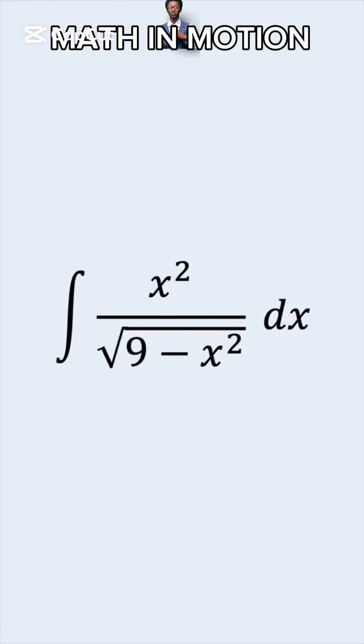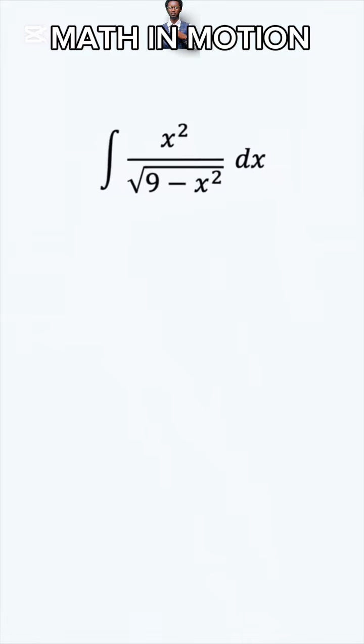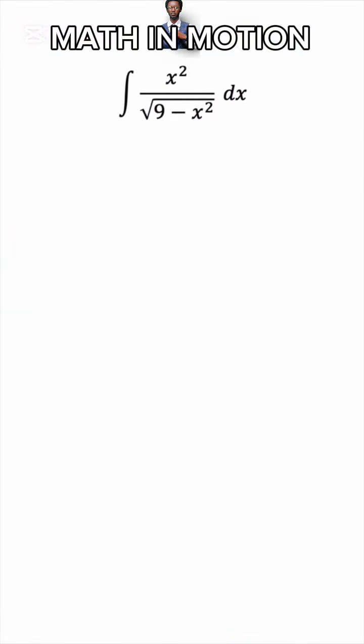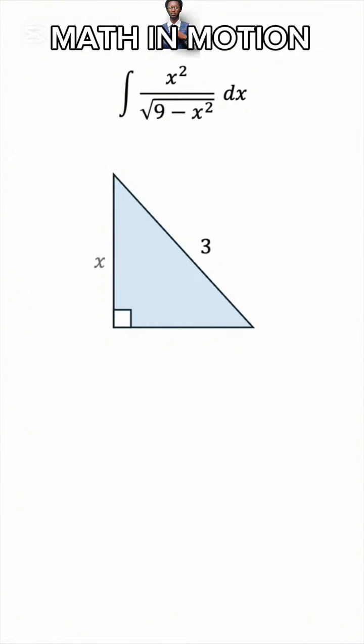How do we solve this integral? The denominator reminds us of the Pythagorean theorem, because if we have a right triangle with hypotenuse 3 and side x, then the other side would be the square root of 9 minus x squared by the Pythagorean theorem.